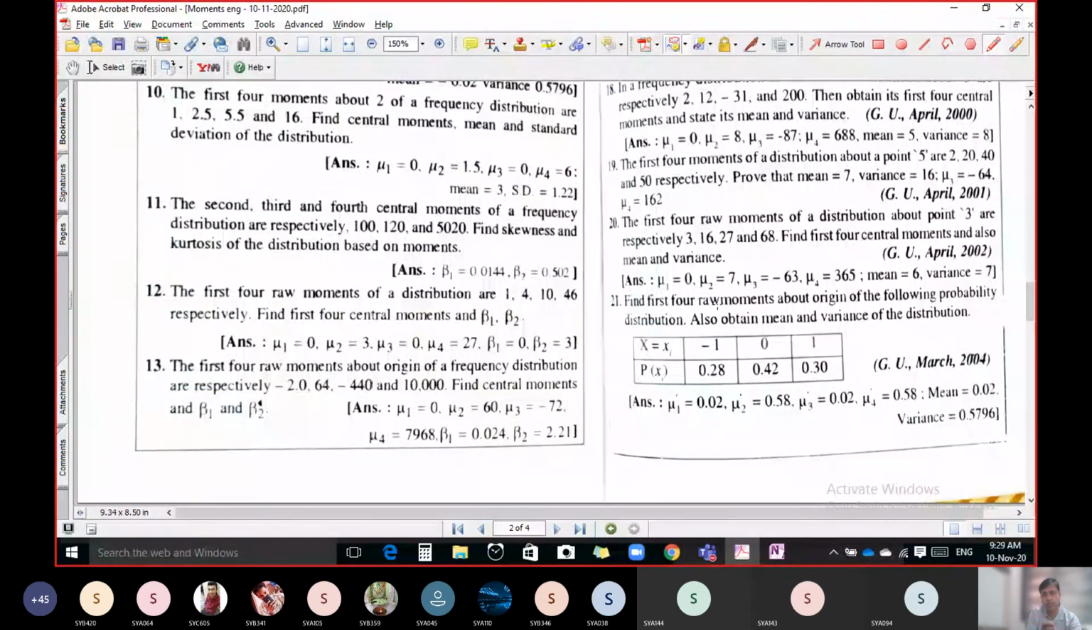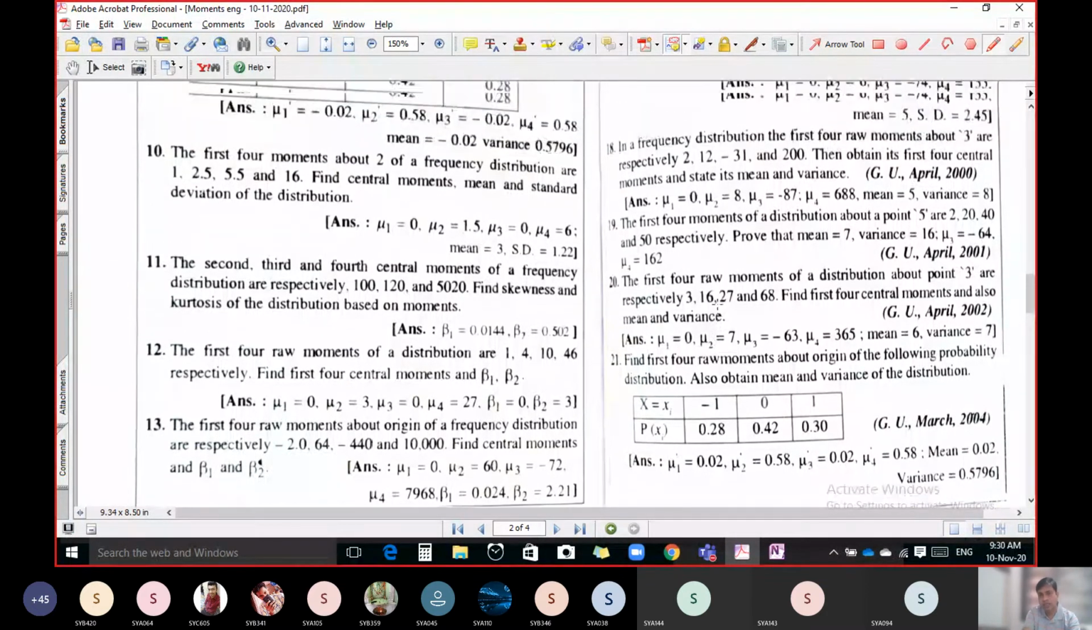Question number 13. The first four raw moments about origin. About origin means A equal to 0. So mu1 dash, mu2 dash, mu3 dash and mu4 dash are given, and you have to find out central moments, beta 1 and beta 2. So it is a simple question. Question number 13 is also very simple.